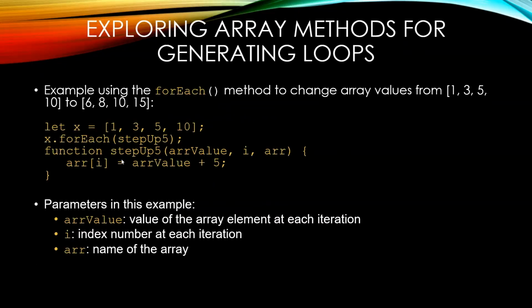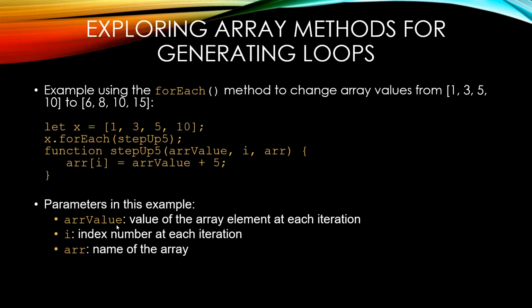Looking at an example, let's do a forEach method that is going to change the array values of 1, 3, 5, 10 to 6, 8, 10, 15. We're adding 5 to each one of those elements. Here I've got x is my array, x.forEach. For each and every element, it's going to call the stepUp5 function. Now in my stepUp5 function, I've got my array value, my i, and my array argument. That's how it has to be set up in order to work. And array[i] equals array value plus 5.